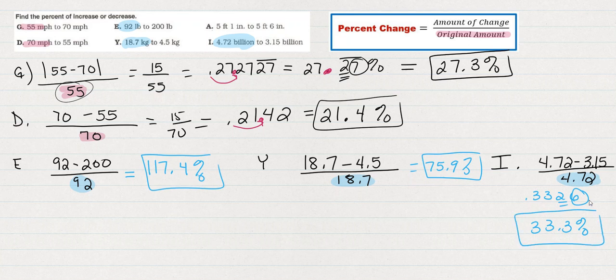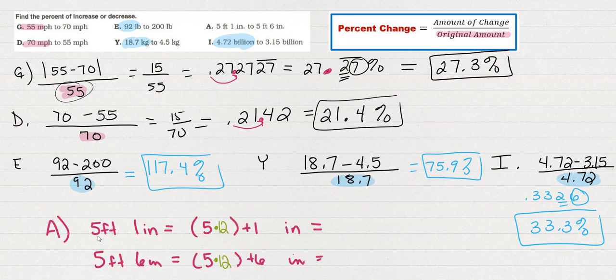And let me go back now to this one that I skipped, 5 feet 1 inch up to 5 feet 6 inches. When I've got this unit that's mixing feet and inches, what I've got to do first, I've got to multiply that 5 feet by 12 inches so that I can convert this fully to inches. Or I could convert it to feet, but I'm going to have a decimal or a fraction, so it's easier to convert to the smaller unit, to inches.